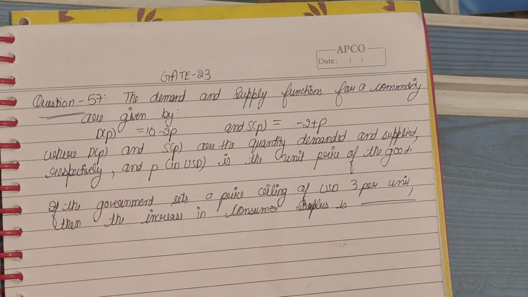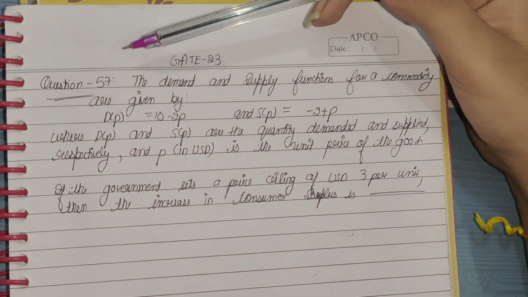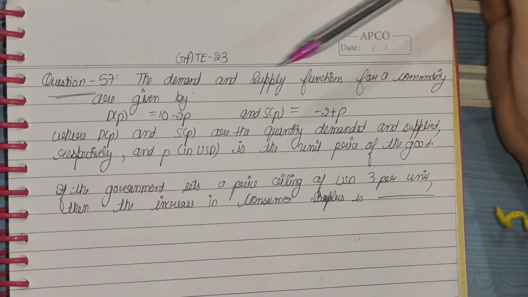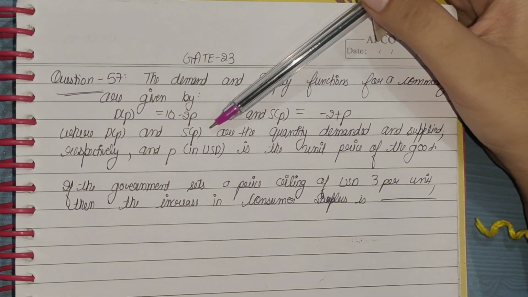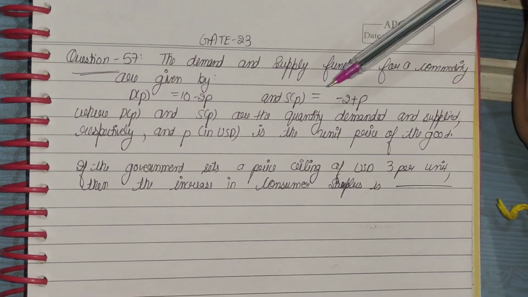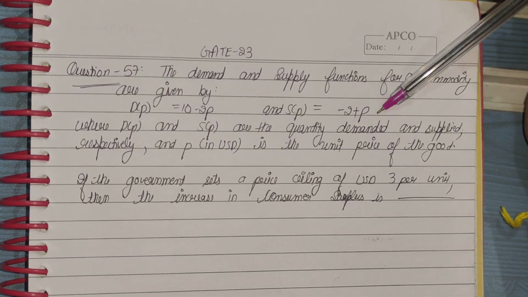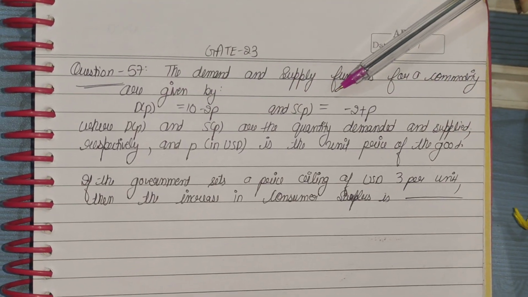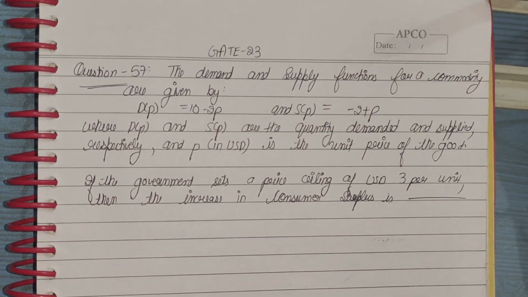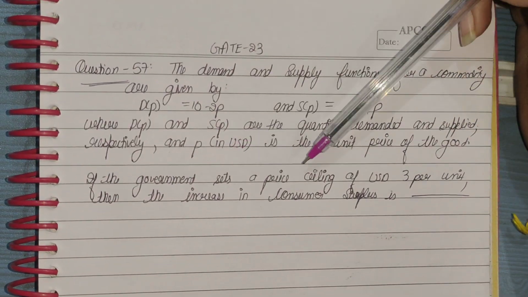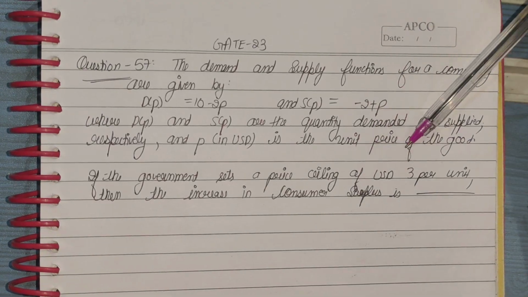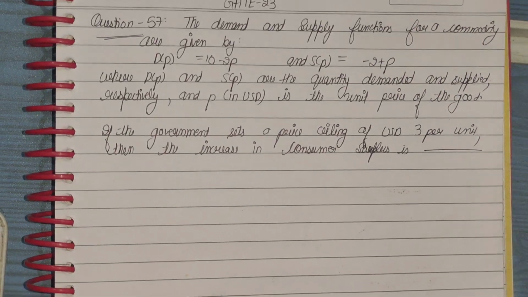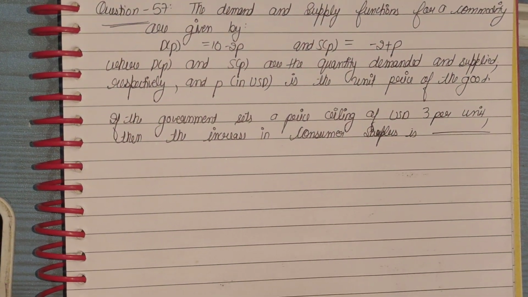So our next question is from grade 23, question 57. The question states that the demand and supply function for a commodity are given by this. Demand function is 10 minus 2p and supply function is minus 2 plus p, where dp is the quantity demanded and sp is the quantity supplied and p is the unit price of the good. If the government sets a price ceiling of USD 3 per unit, then the increase in consumer surplus is now. We have to find the increase in consumer surplus.